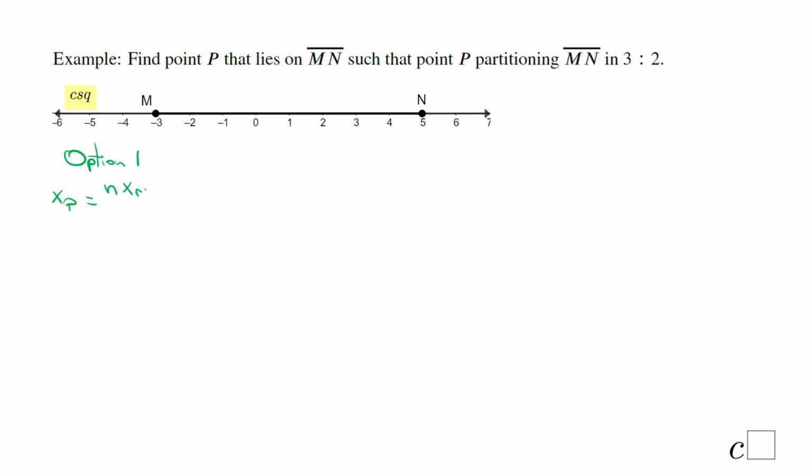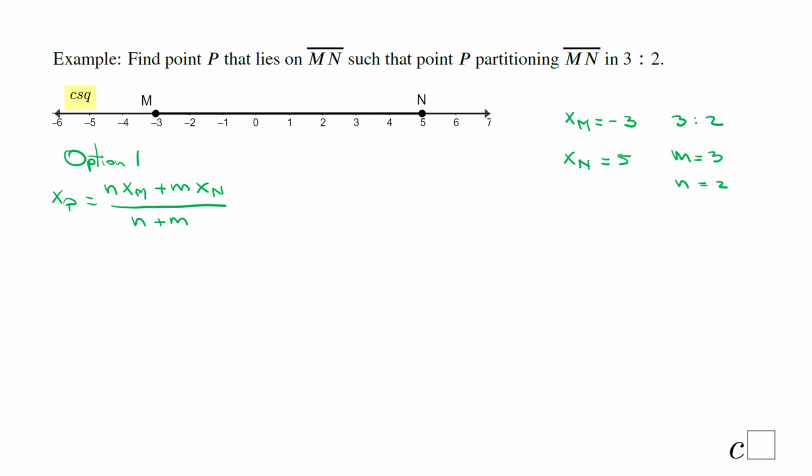n x sub m, to be correct, plus m x sub n over n plus m. And for a while you may want to write the things on the right in this case. And let's start with x sub m. What is the x coordinate of point m? Negative 3. X coordinate of point n is 5. Then we have 3, 2, 2. So that means m is 3 and n is 2, right?